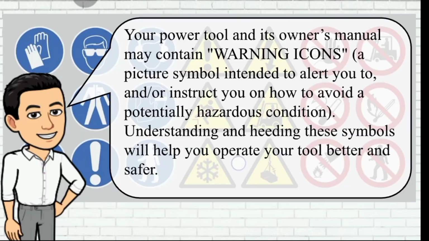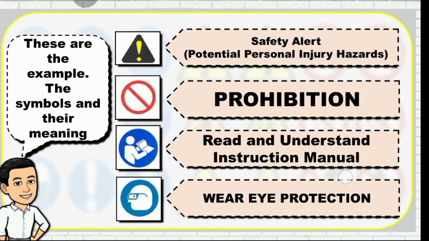Your power tools and their owner's manual may contain warning symbols, picture symbols intended to alert you to and or instruct you on how to avoid a potentially hazardous condition. Understanding and heeding these symbols will help you operate your tools better and safely. For example, the symbols and their meaning.